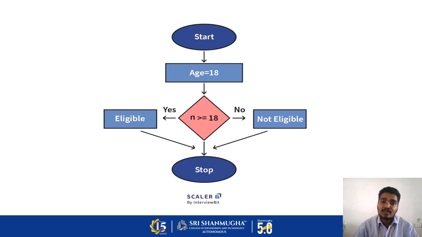For example, in this flow diagram, first the algorithm starts. It declares the age as 18. Then there is condition checking, a decision-making process. If the age is 18 or above, the person is eligible, and if below 18, the person is not eligible. So that is the basic white box testing model.